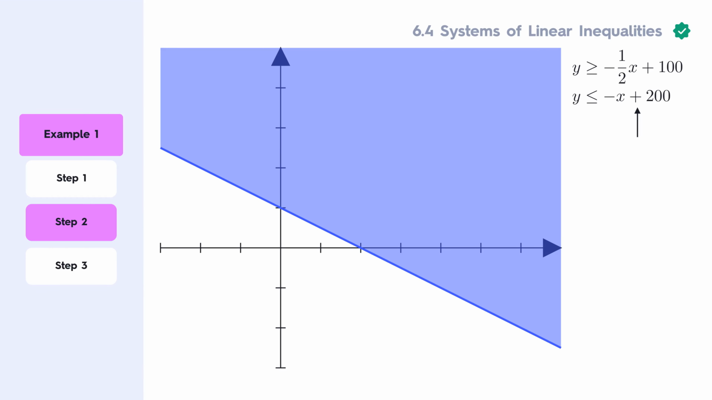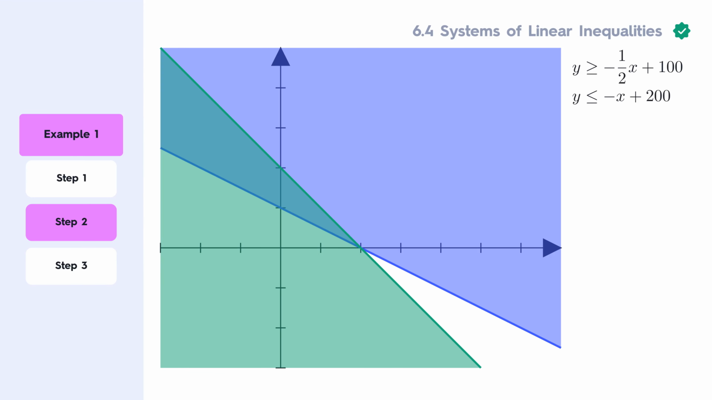Next, we'll plot the second inequality on the same coordinate plane, still using a solid line. Then, we'll shade below the line to represent the region where y is less than or equal to -1/2 x plus 200.